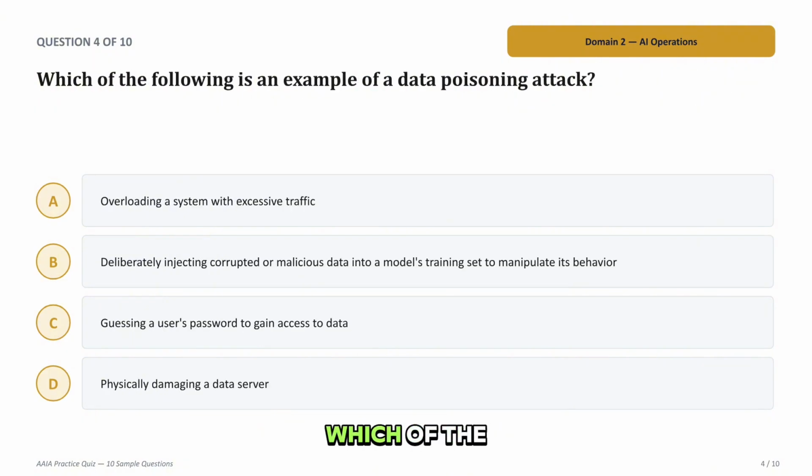Question 4. Which of the following is an example of a data poisoning attack? A. Overloading a system with excessive traffic. B. Deliberately injecting corrupted or malicious data into a model's training set to manipulate its behavior. C. Guessing a user's password. D. Physically damaging a server.